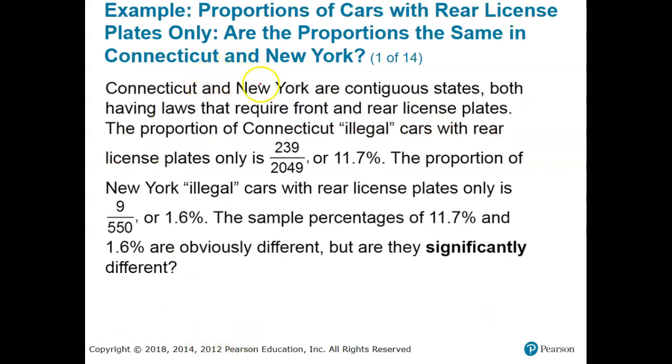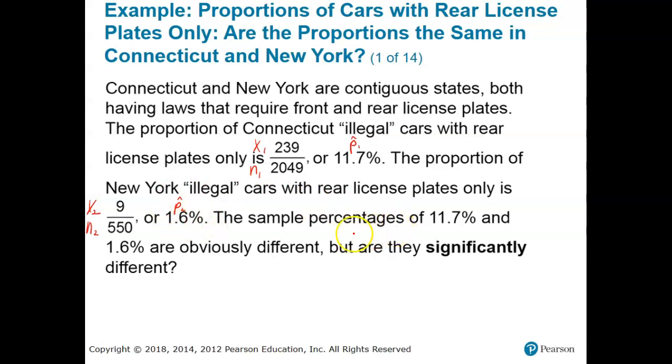Okay, so here's an example. Connecticut and New York are contiguous states, both having laws that require front and rear license plates. The proportion of Connecticut illegal cars with rear license plates only is 239 over 2,049. So we're going to let this be our x sub 1, and this is going to be our n sub 1, and this is our p hat sub 1, because remember, p hat is x over n. The proportion of New York illegal cars with rear license plates only is 9 out of 50. So this will be our x sub 2, our n sub 2, and our p hat sub 2.